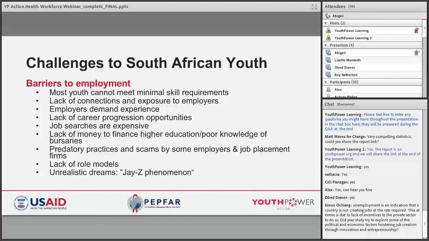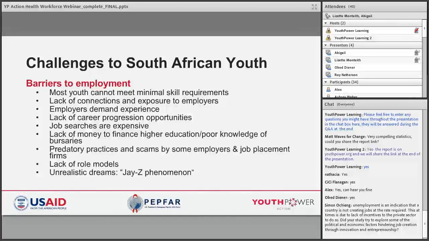Job searches were found to be really expensive in terms of transport, printing of CVs, data costs for internet, for job searching and job applications. And in addition, many of the youth indicated a lack of financing for higher education, tertiary education, and also a poor knowledge of available bursaries.